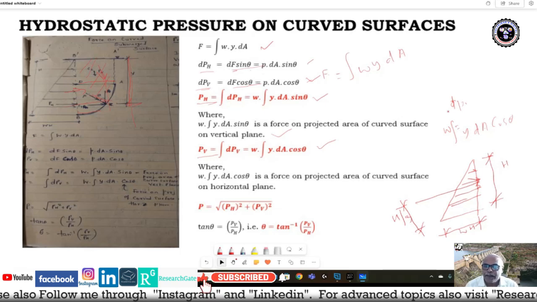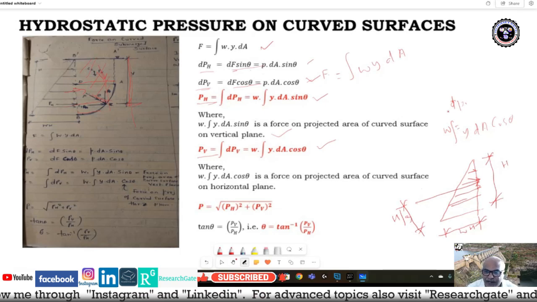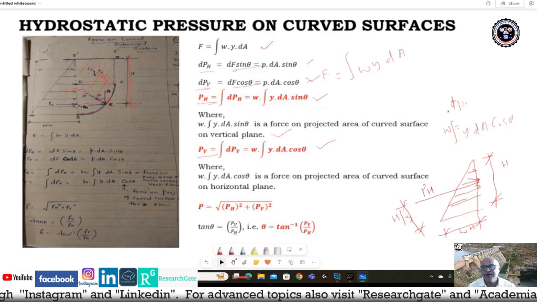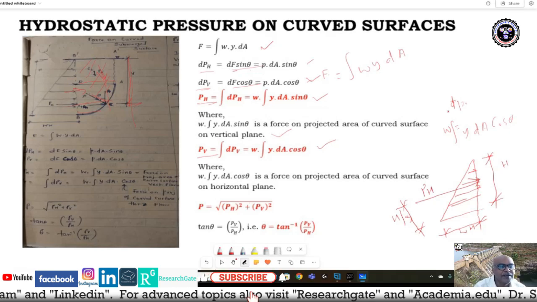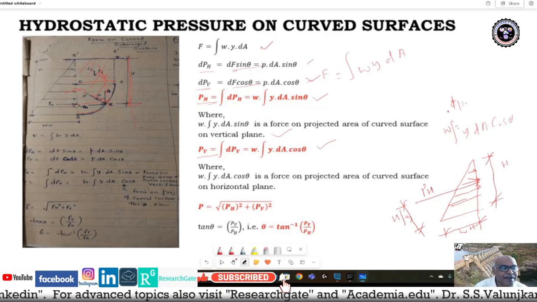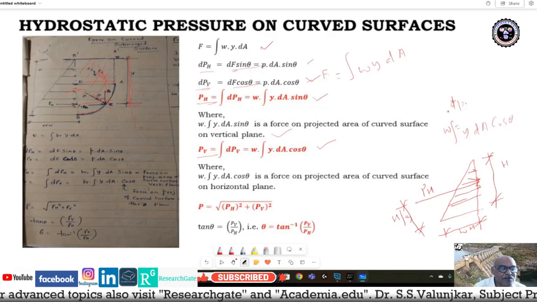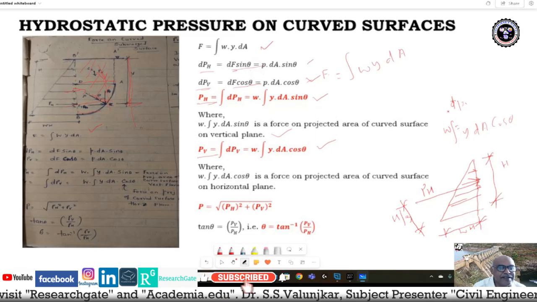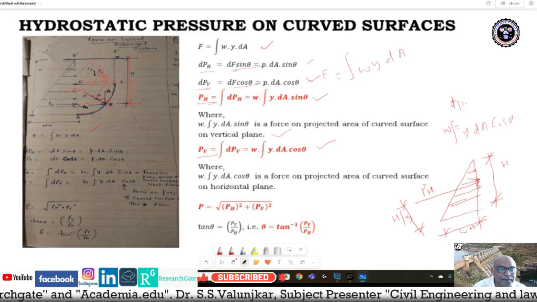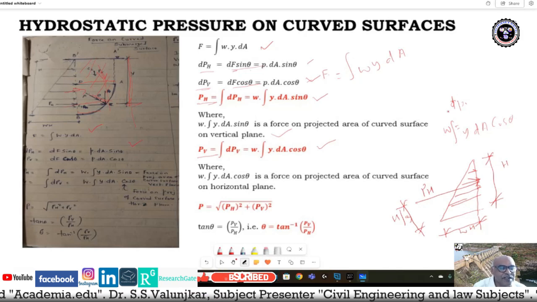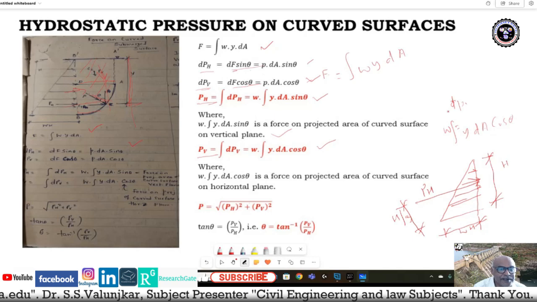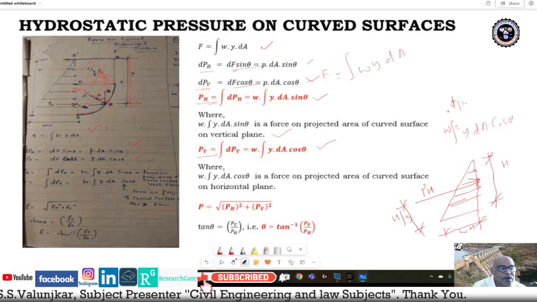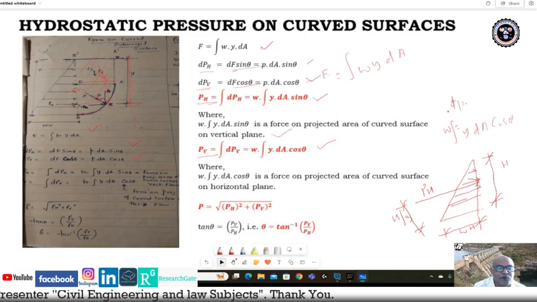PH will act at H by 3 from the base. So here also we have done the same thing. F is equal to W integral of y dA. Then PH is equal to dF sine theta, P dA sine theta, and PV is equal to dF cos theta, equal to P into dA cos theta. So PH is equal to the integral of dPH, W y dA sine theta, the force on the projected area of the curved surface on the vertical plane.